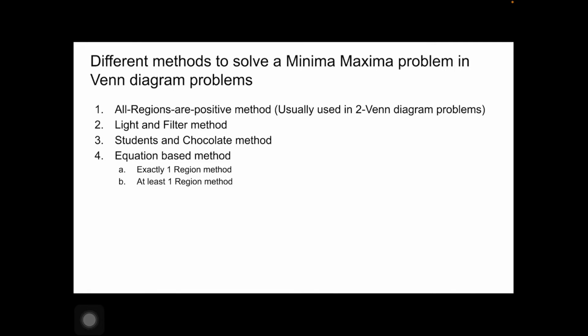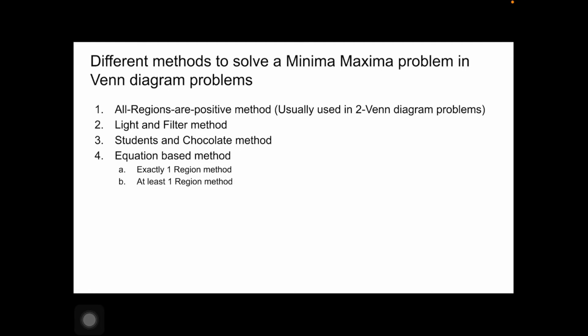One is the all regions are positive method. Another one is the light and filter method. Another one is the students and chocolates method. Another one or two methods would be the equation based method. Now let's focus on these methods one by one.